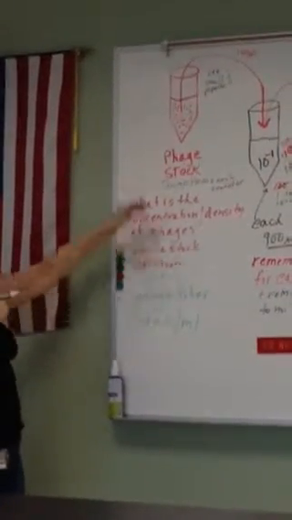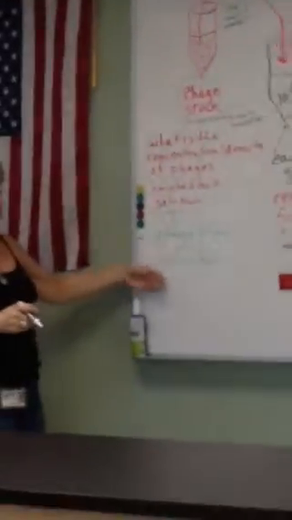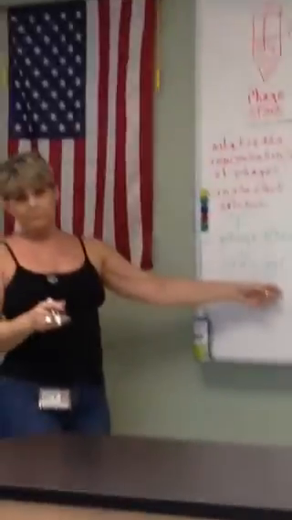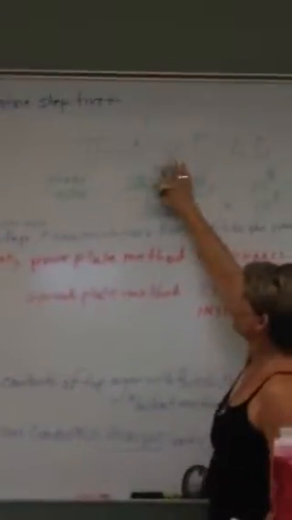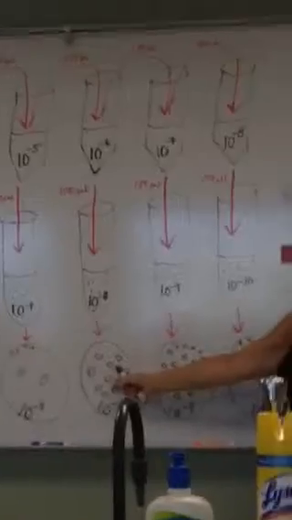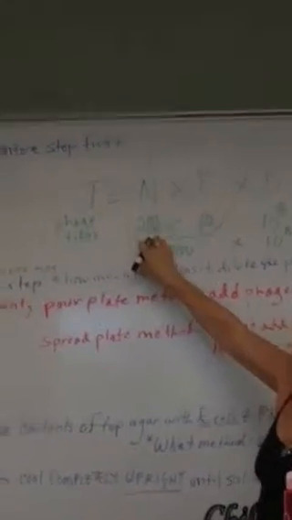I want to know how many phages are in my original solution. And I want it expressed in plaque-forming units, or phages, per milliliter. Okay? So, how am I going to calculate it? First, I'm going to have to write the number of plaques I counted on my plate. So if I pick this plate and I counted, how many did I say? I counted 200 plaques on it.